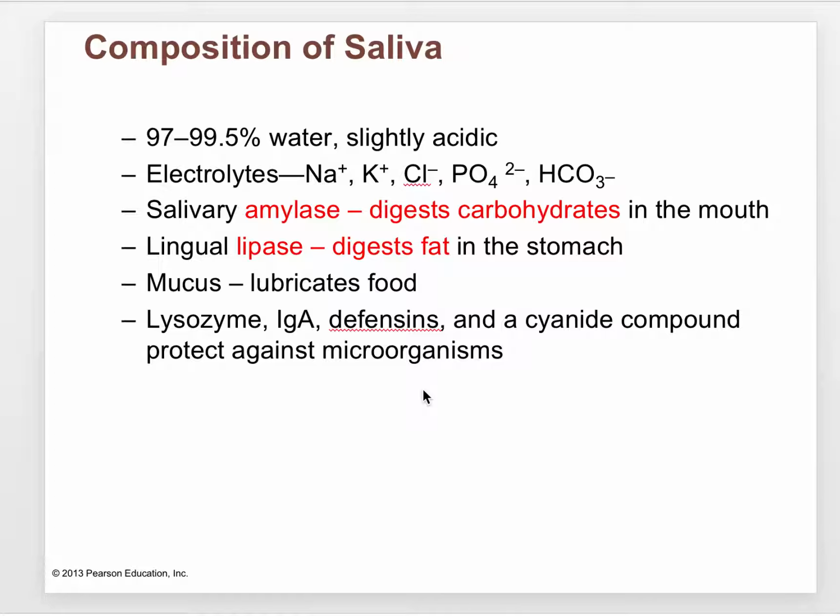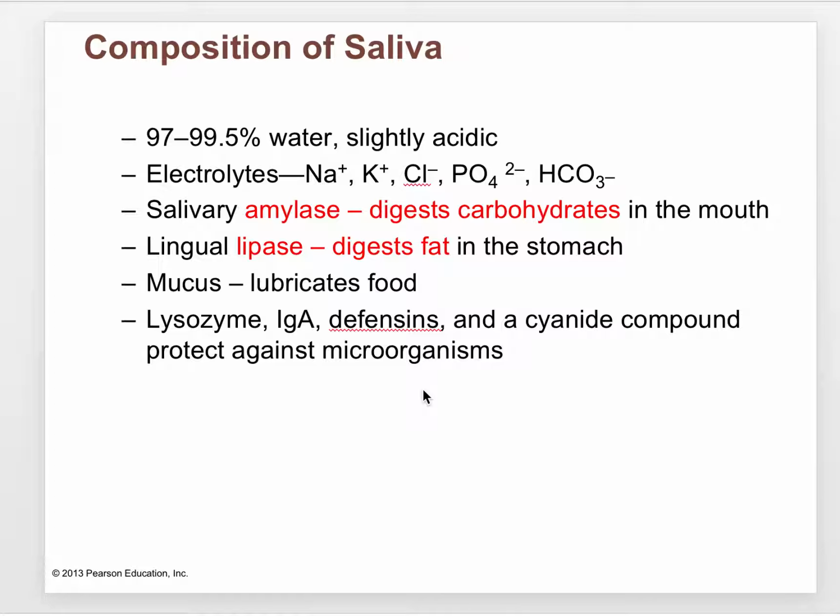What is saliva? Saliva is 97 to 99.5% water. It's mainly water. It's slightly acidic. It has electrolytes of potassium, sodium, chloride, phosphorus, and bicarbonate. Salivary amylase is a chemical that digests carbohydrates in the mouth. So it begins to digest carbohydrates and starches in the mouth.